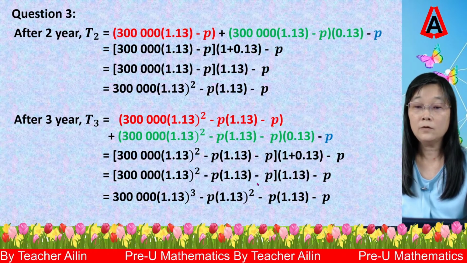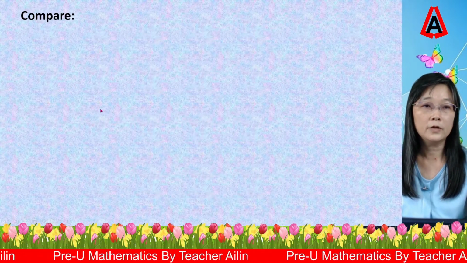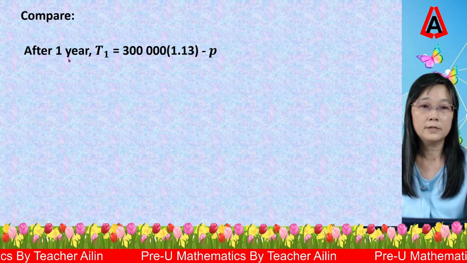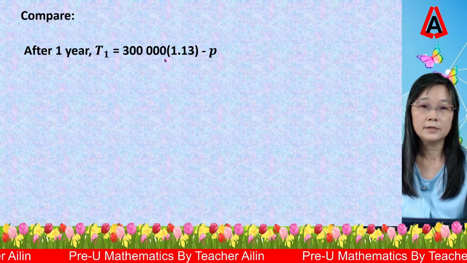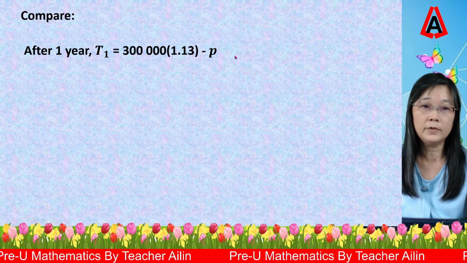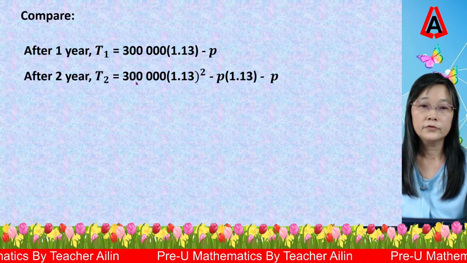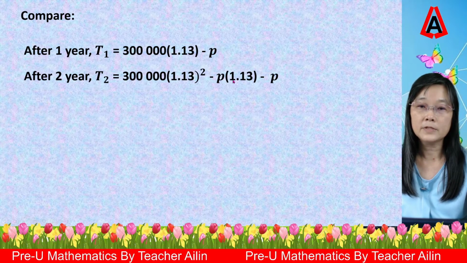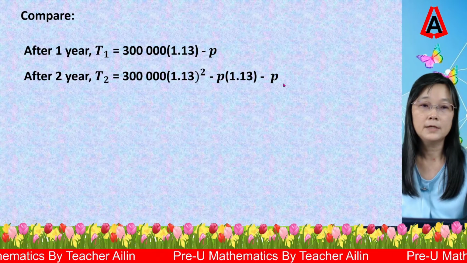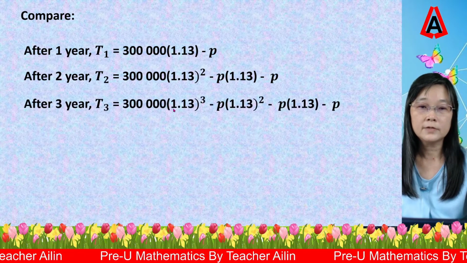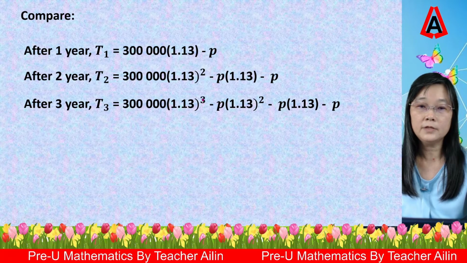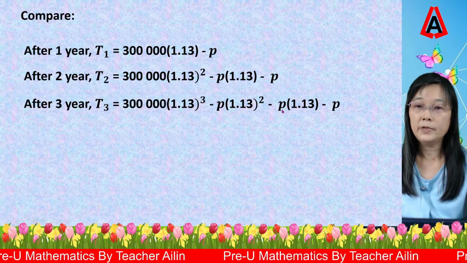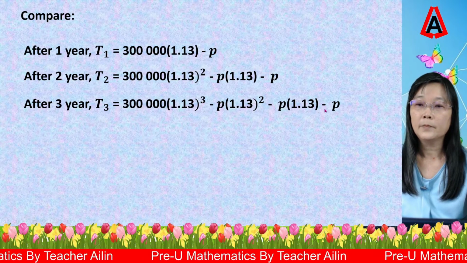After doing the calculation for year 1, year 2, and year 3, now actually we can see how the number changed. So now we group them together in order to see how the numbers change easily. So this is the first year, 300,000 times 1.13 minus P. Year 2, 300,000 times 1.13 power 2 minus P times 1.13 minus P. Then year 3, 300,000 times 1.13 power 3 minus P times 1.13 power 2 minus P times 1.13 minus P.